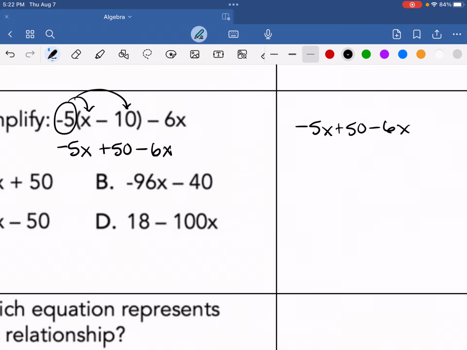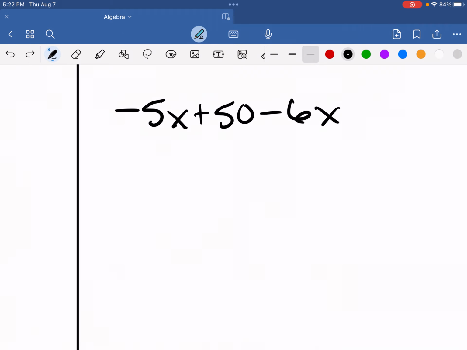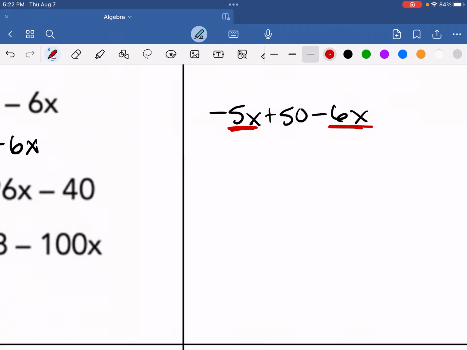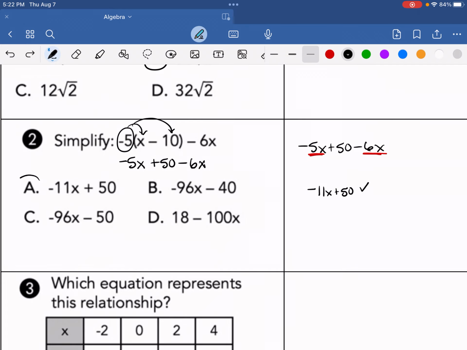Now, last step, is this the answer here? No, because we're not done yet. We also have to combine the -5x and the -6x because they both have x's, so they can add together. How much is -5 minus 6x, or -5 plus -6? That would be -11x plus 50. And this is the final answer. You cannot add those two together because one has an x and one doesn't. So the answer is A.